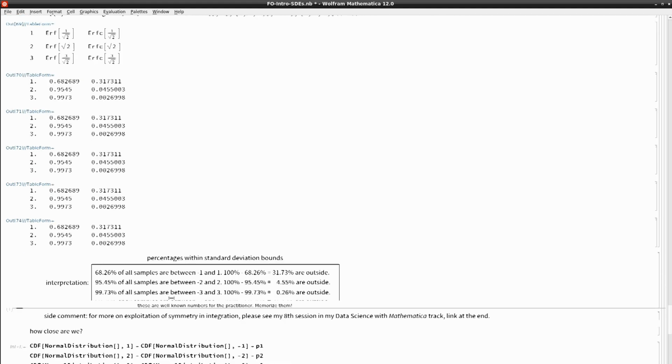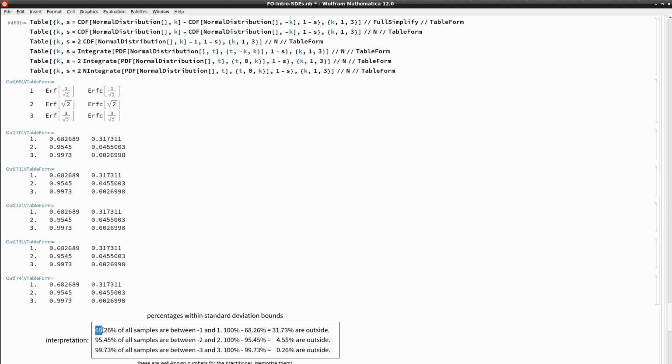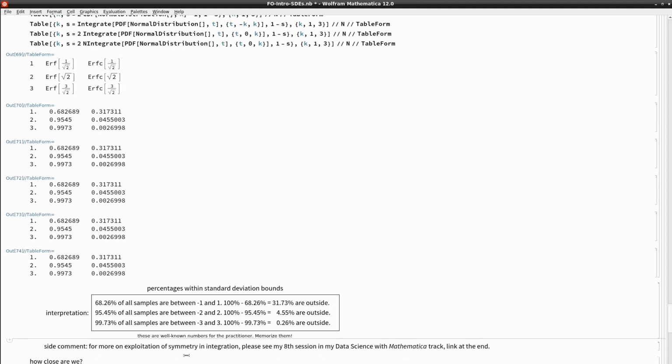Okay, so how do we interpret this? Well, as I said, 68% of the samples are between -1 and +1 standard deviations. The complement, 100% minus this number, equals 32%, are outside of this integration interval of the standard deviations. 95.45% of all samples are between -2 and +2 standard deviations, and 99.73% are between -3 and +3 standard deviations, which means 0.27% are outside of these 3 standard deviations. And these are well-known numbers for the practitioner, and I recommend you memorize them. And we're going to use them again several times later today.